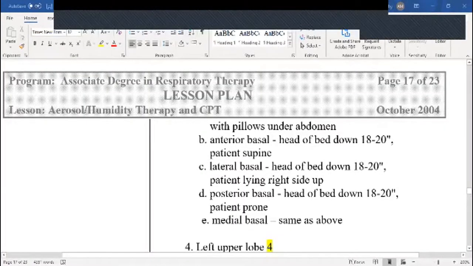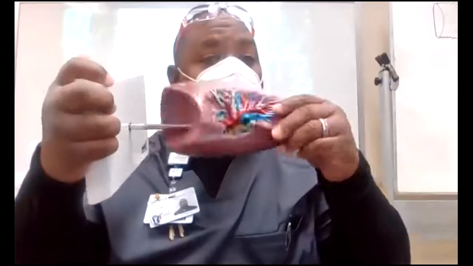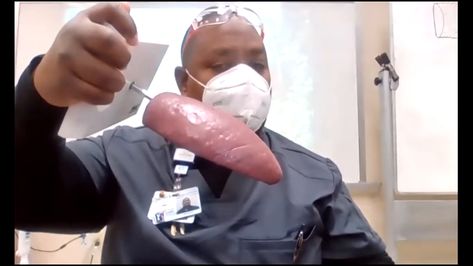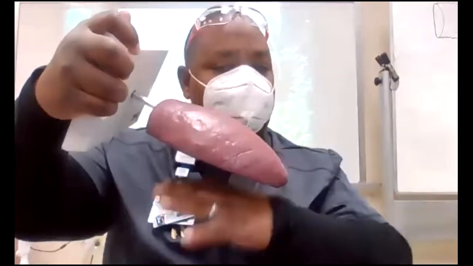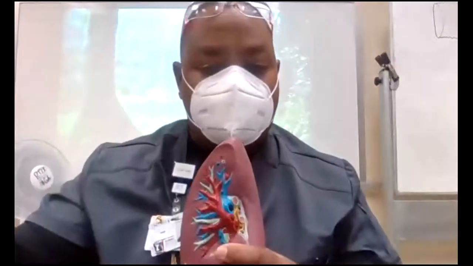Posterior basal segment of the right lower lobe: you put the head of the bed down 18 to 20 inches and the patient is what? Prone. So the head of the bed is down, and the patient is prone. He's laying on his stomach. All right.